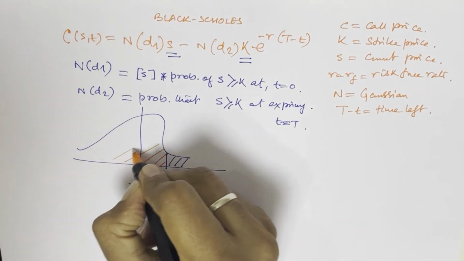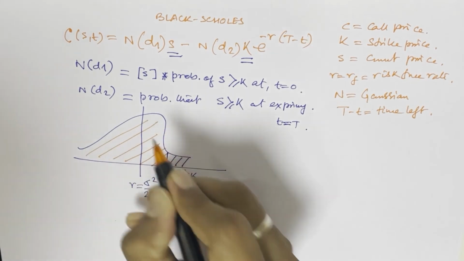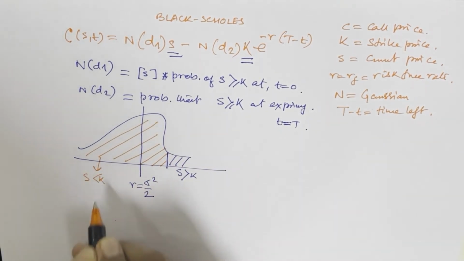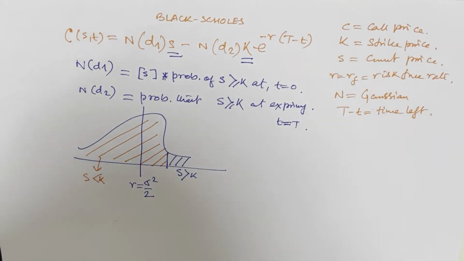which I am now coloring with orange color, this is the part where typically K is greater than S. So the smaller right-hand side part, which is typically the right tail, is where S is greater than K, and the other part of the body as well as the left side of the tail is where K is greater than S. That is the entire calculation of Black-Scholes.